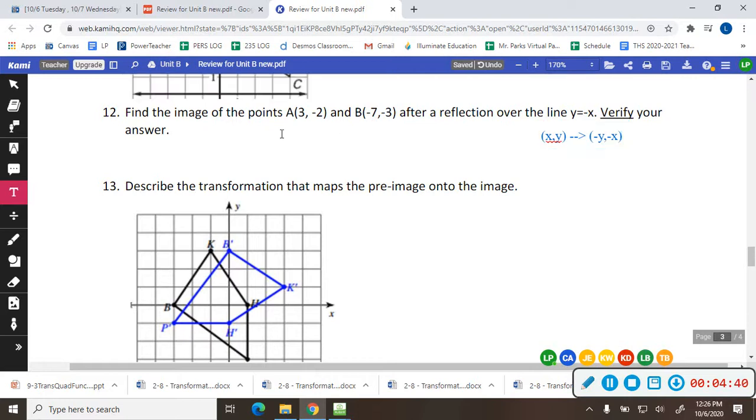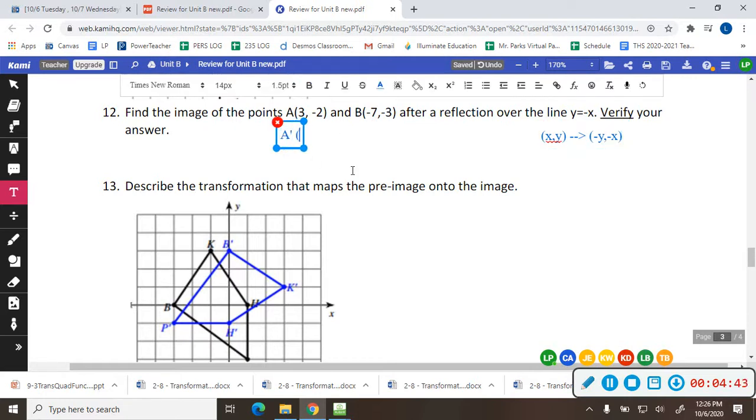So if I was going to do A, I swap negative 2 and 3, and then I negate them. Negate just means change the sign. So that's going to be positive, that's going to be negative.